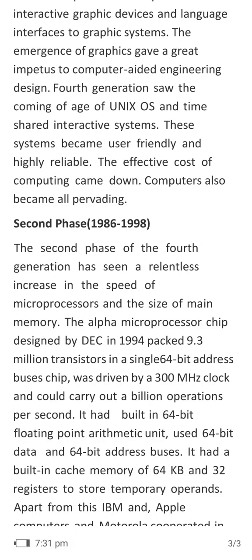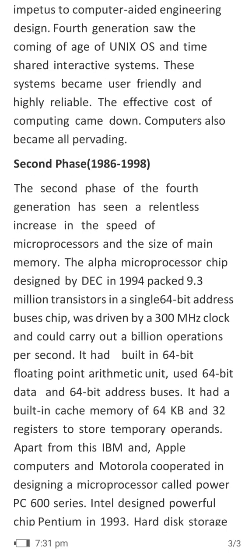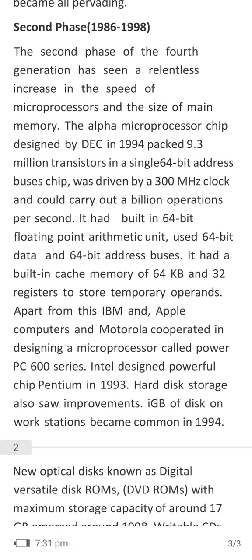The Alpha microprocessor chip designed by DEC in 1994 packed 9.3 million transistors in a single chip with a 64-bit address bus, was driven by a 300 megahertz clock and could carry out a billion operations per second. It had a built-in 64-bit floating point arithmetic unit, used 64-bit data and 64-bit address buses. It had a built-in cache memory of 64 KB and 32 registers to store temporary operands.